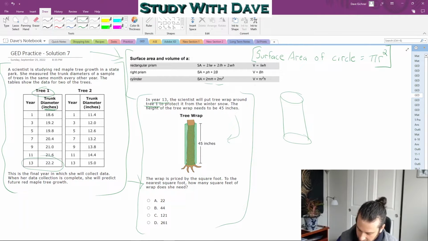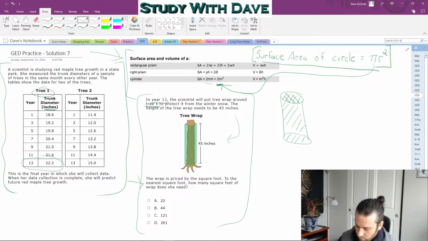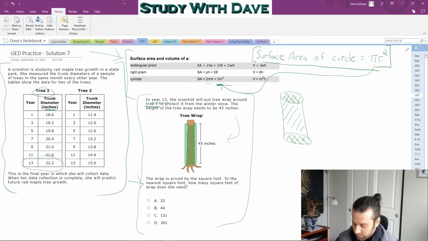Now, 2 pi rh takes care of this part of the cylinder, or just the part that goes around, and this 2 pi r squared takes care of these two circles on the top and bottom. Why is that? Well, if you can recall, which is also on the reference sheet, the surface area of a circle is pi r squared. So this 2 pi r squared takes care of both circles, the one on top and the one on bottom. So we have to just keep that in mind for this one. So actually the surface area that we're interested in is only going to be 2 pi rh, or this guy right here.